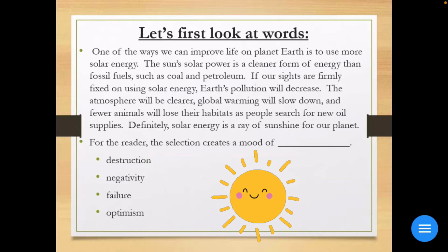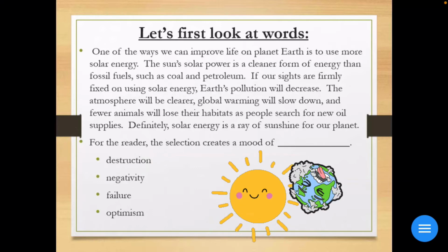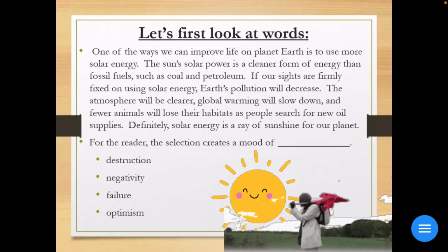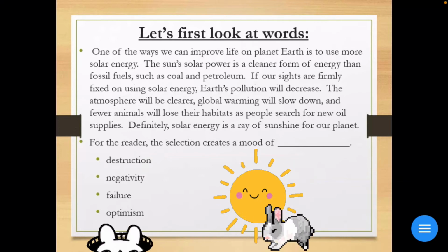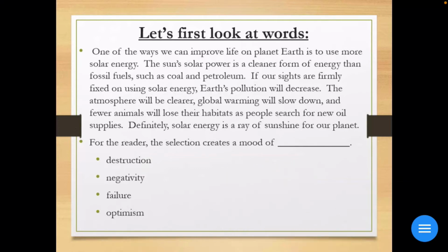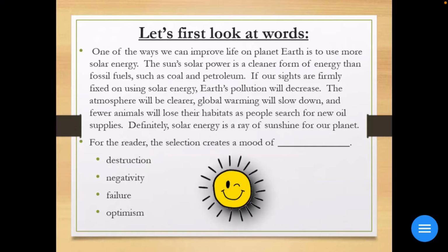One of the ways we can improve life on planet Earth is to use more solar energy. The sun's solar power is a cleaner form of energy than fossil fuels such as coal and petroleum. If our sights are firmly fixed on using solar energy, Earth's pollution will decrease. The atmosphere will be clearer, global warming will slow down, and fewer animals will lose their habitats as people search for new oil supplies. Definitely, solar energy is a ray of sunshine for our planet.